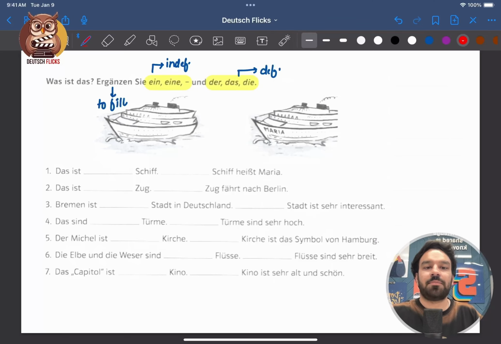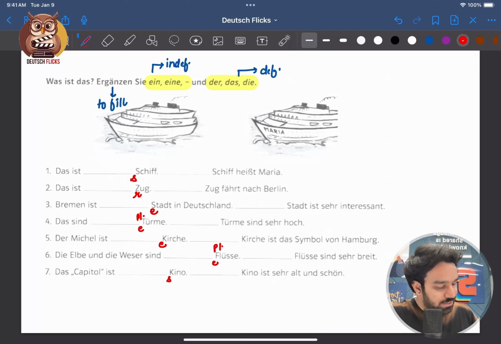Okay, so now it's time to discuss the answers. Firstly, I'll write the original article. So Schiff is das Schiff, Zug, der Zug, Stadt, die Stadt, Türme, die Türme, which is plural. Die Kirche, die Flüsse, which is plural, das Kino. Okay, so I have written the original articles. Now I'll explain to you whether you'll write an indefinite or definite article.